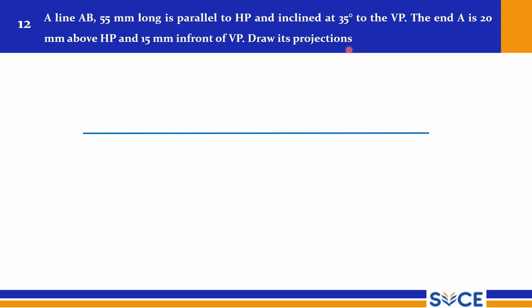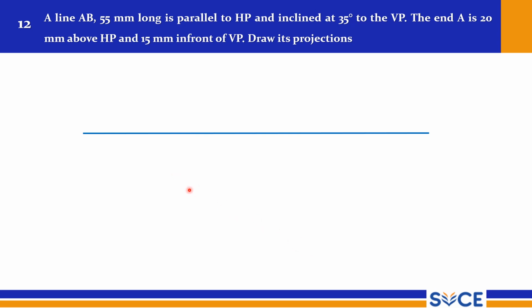The problem is straightforward. There is nothing to find here. With the available data, we need to show the front view and top view. The line AB is 55 mm long, parallel to HP and inclined at 35 degrees to VP, which is nothing but the phi angle. End A is 20 mm above HP and 15 mm in front of VP. Obviously, in the top view you are going to see the true length.